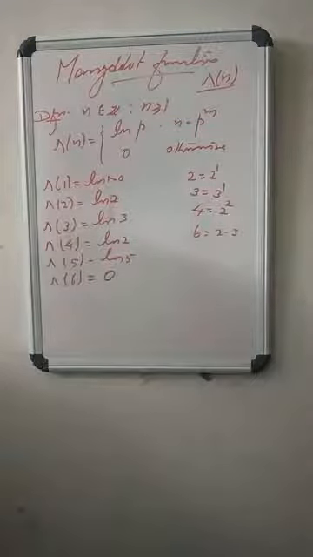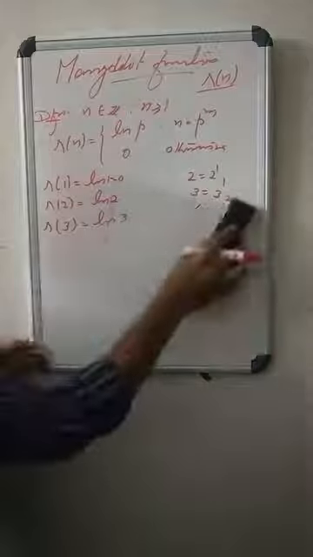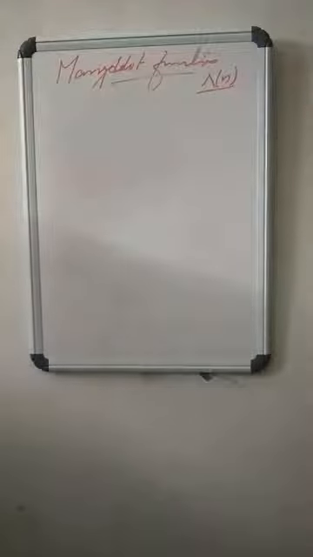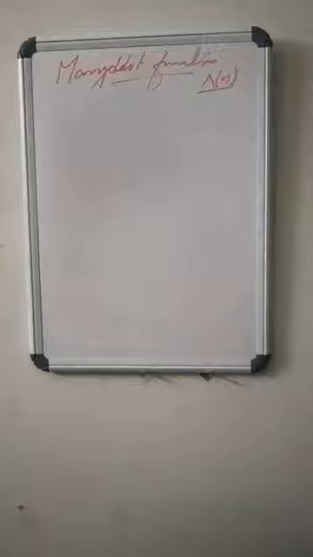Then you can find out the values of lambda 7, 8, 9, 10, and so on. So this is the definition of the Mangoldt function. For any integer n greater than or equals 1, lambda n equals log p when n is p power m for some prime p and some integer m greater than or equals 1, 0 otherwise.